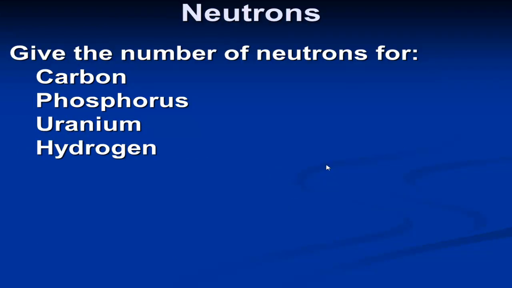So if we do the complete symbol for carbon, we find the mass of carbon on the periodic table, round it to the closest whole number, and that's 12. Carbon is element number 6 on the periodic table. So that's the complete symbol. Well, when we set up the complete symbol this way, all we have to do is a quick subtraction, and that's going to tell us the number of neutrons. So carbon has 6 neutrons.